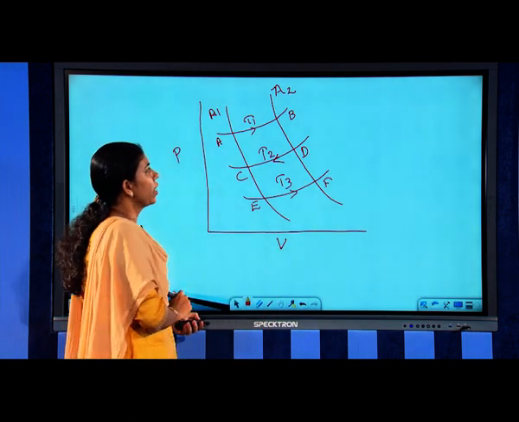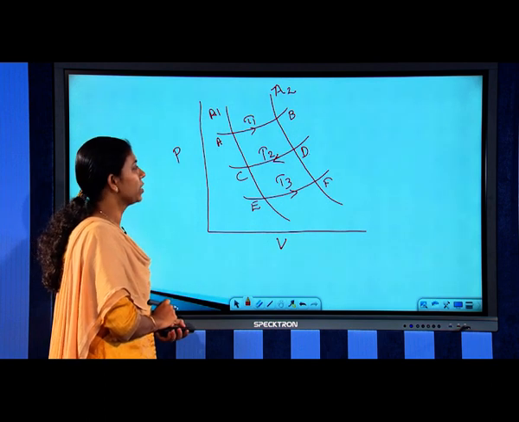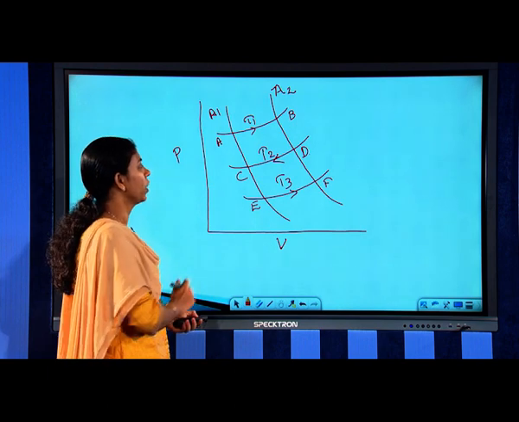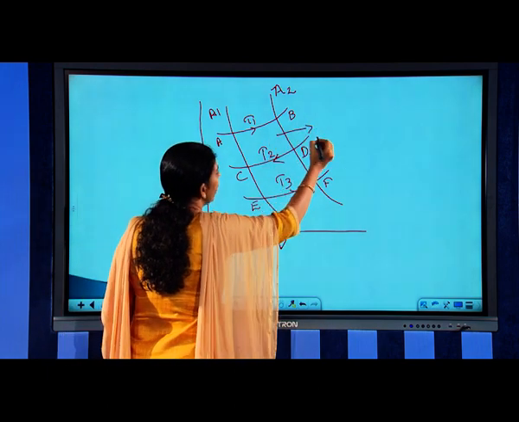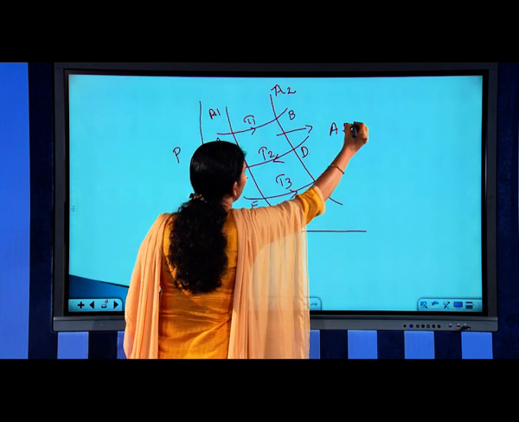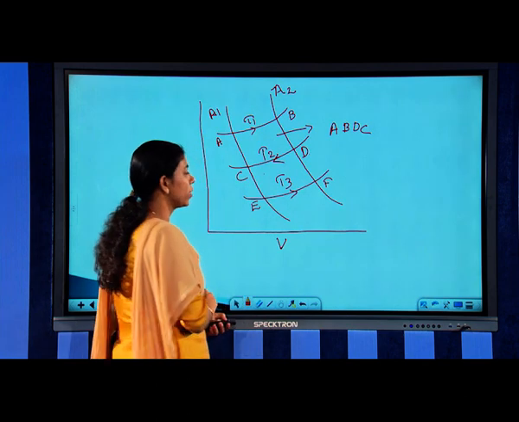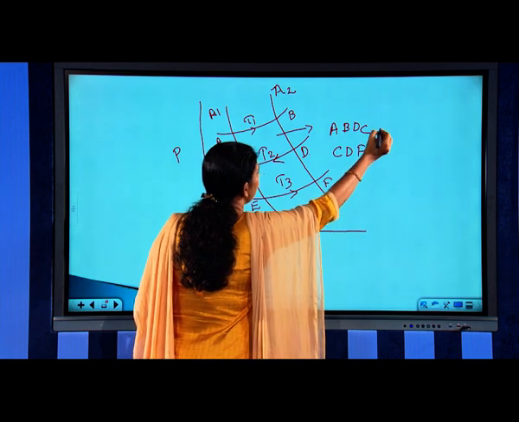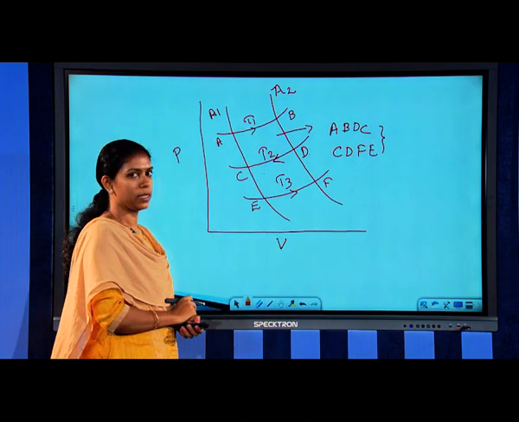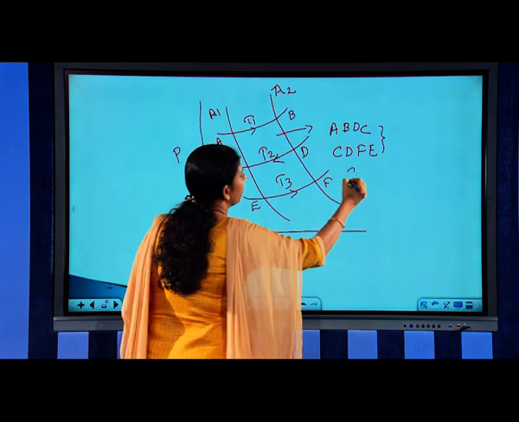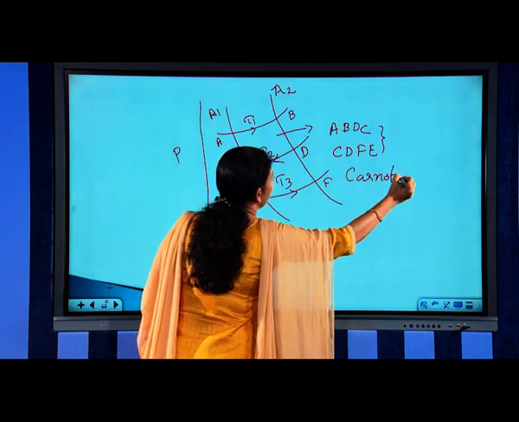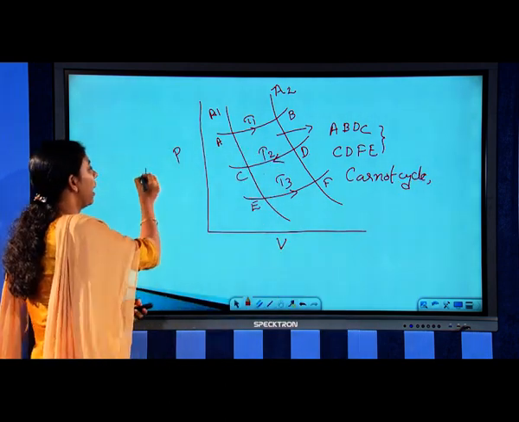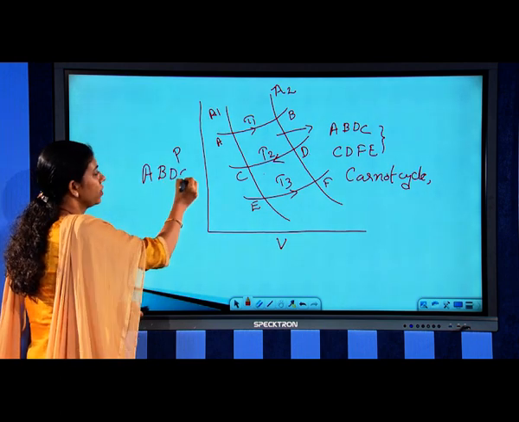Here AB is the isothermal at temperature T1, CD represents the isothermal at temperature T2, and EF represents the isothermal at temperature T3. So, this forms a four-sided figure ABDC and this forms a four-sided figure CDFE. These four-sided figures represent a Carnot cycle. Consider the Carnot cycle ABDC.